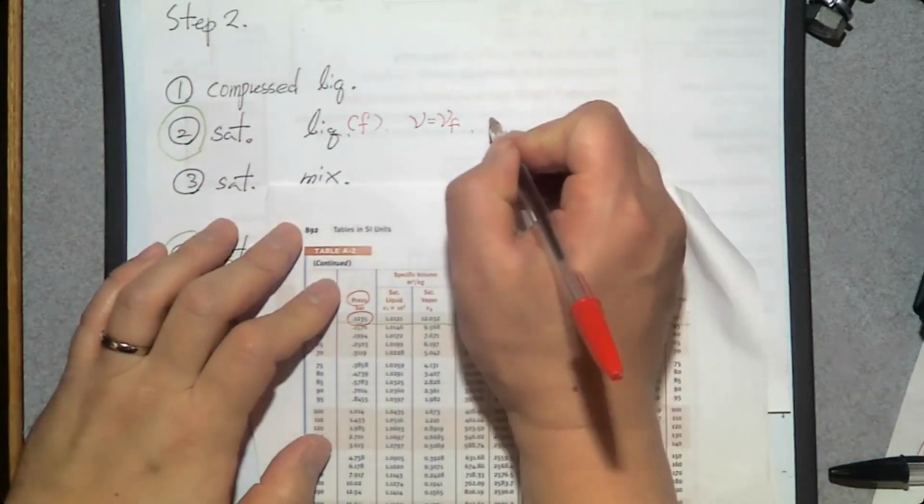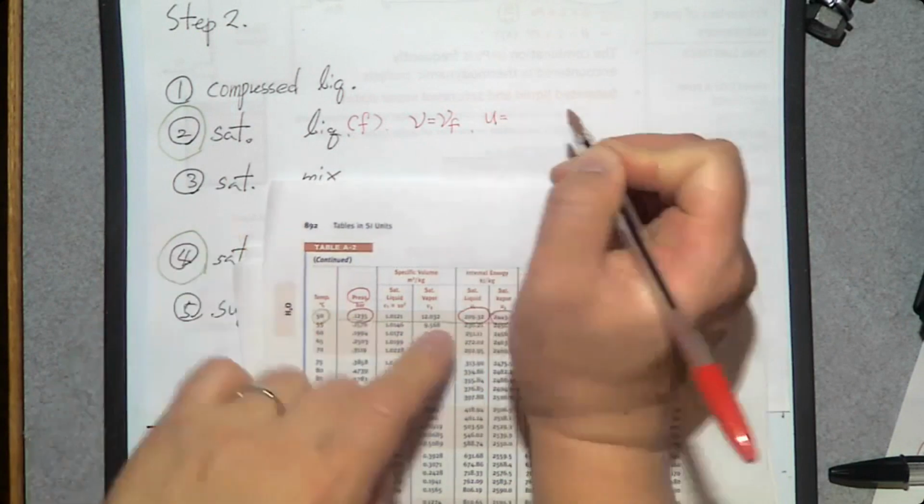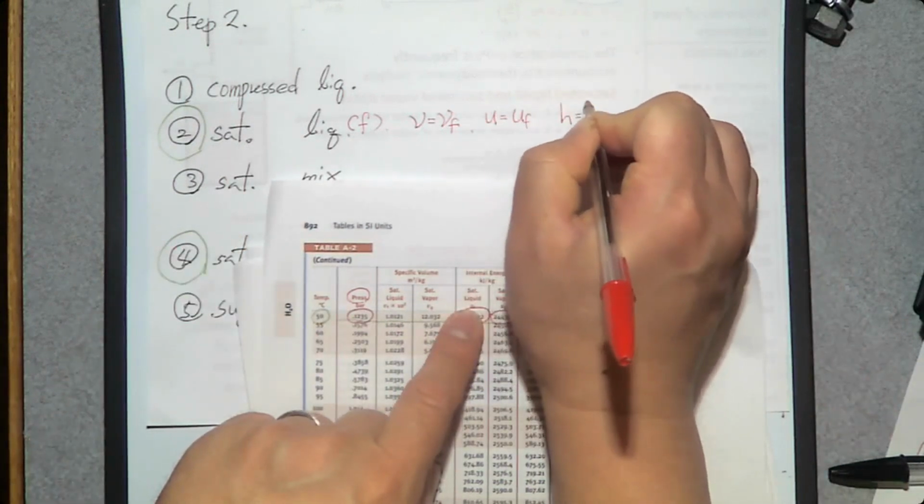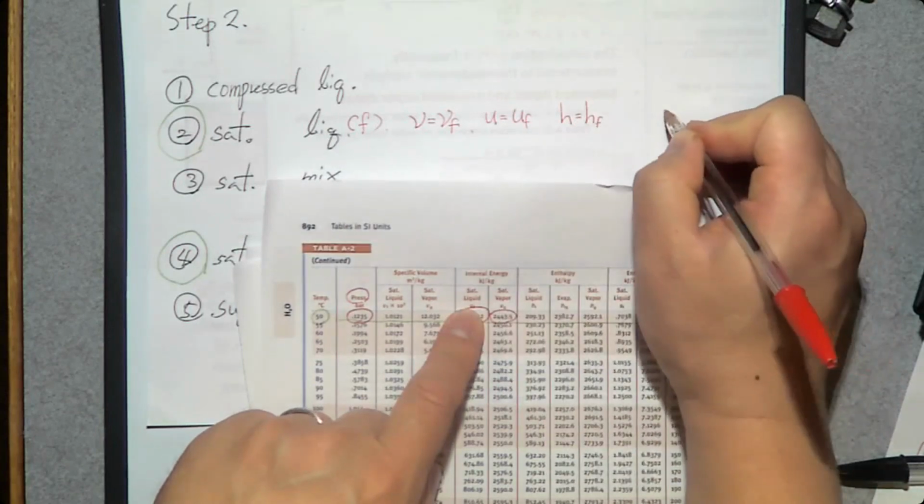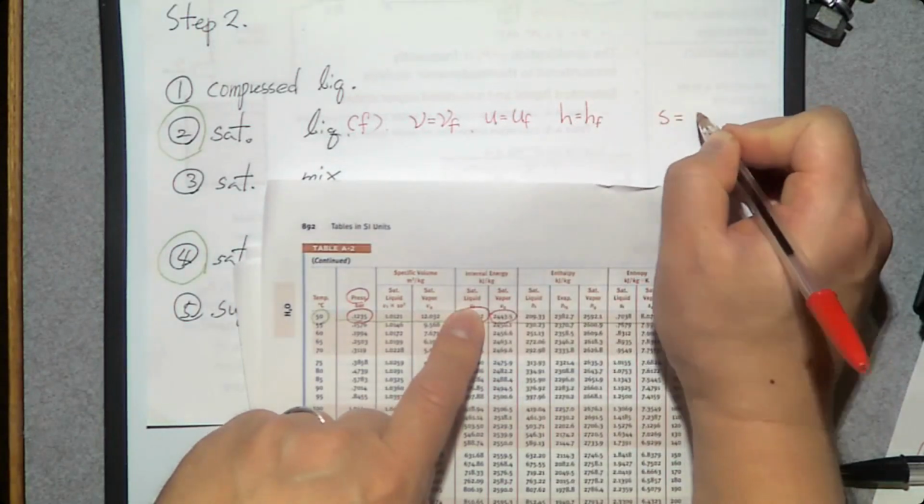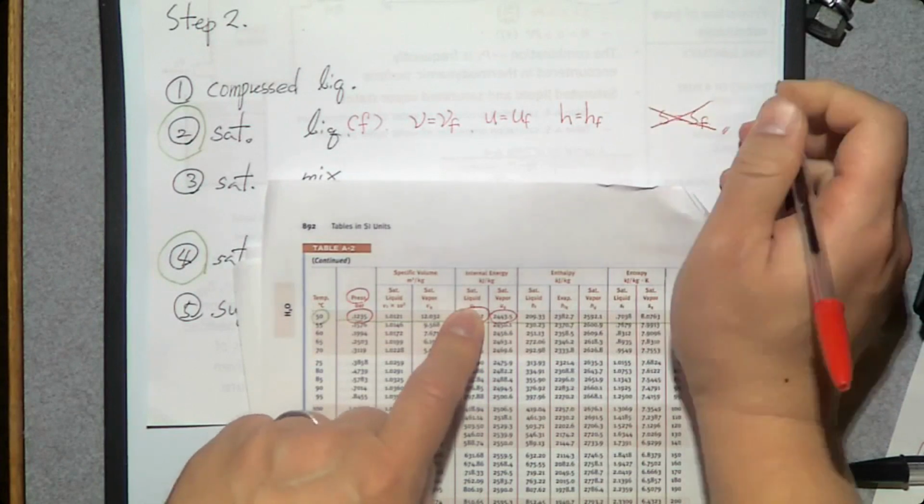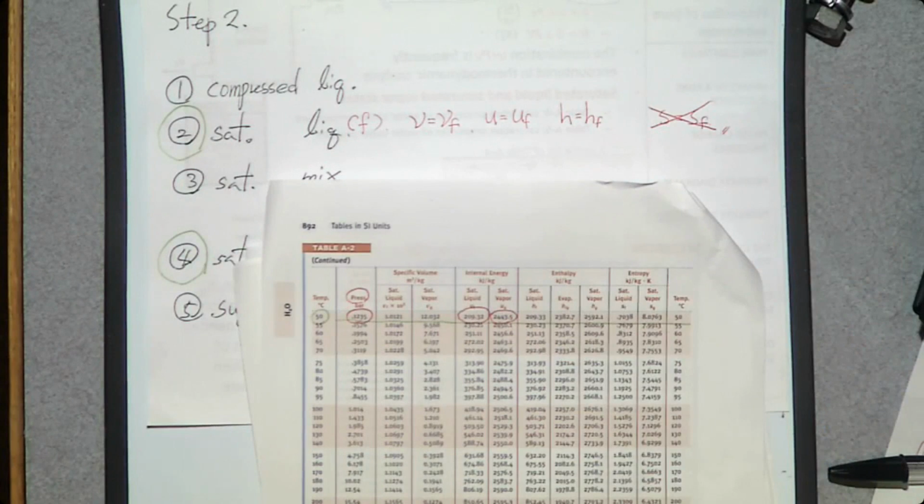If you want to determine u, similarly, it's going to be uf. If you want to determine h, it's going to be hf. If you want to determine s, entropy, it's going to be sf. But we're not going to study entropy until chapter 6. Okay?